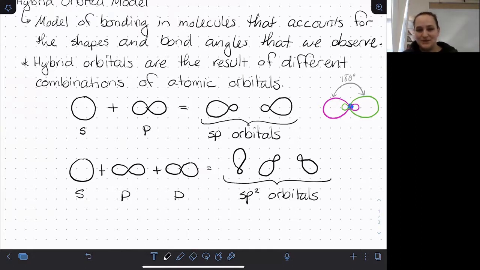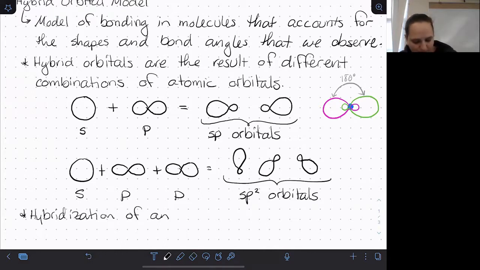So what you need to be able to do is understand, when you look at a Lewis structure, based on how the electrons are arranged around the central atom, what the hybridization of that central atom is going to be, and that's going to help us understand the shape of the molecule as it actually exists. So the hybridization of an atom is determined by how many what we call electron domains are on that atom.